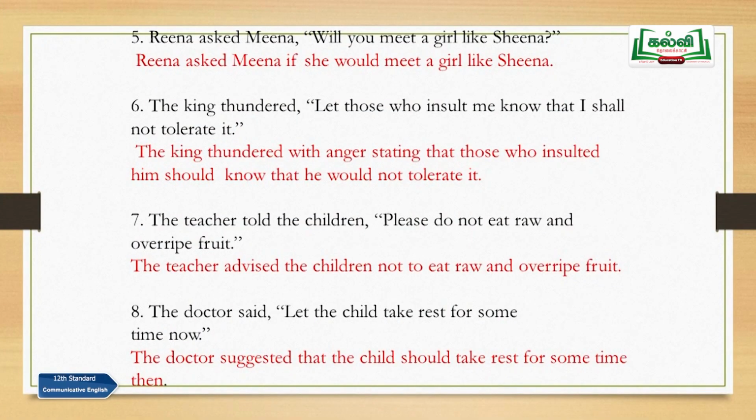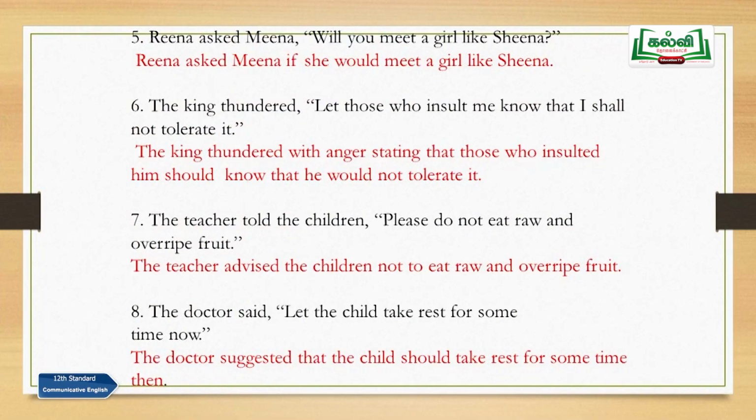Sentence number 6. The king thundered, let those who insult me know that I shall not tolerate it. So the king is very angry. He wants to teach them a lesson. So he's shouting at the people. So he brings out that emotion through the words with anger. So the king thundered with anger. Thundered. He's shouting a lot with a loud and bold voice filled with rage, with great anger. The king thundered with anger.